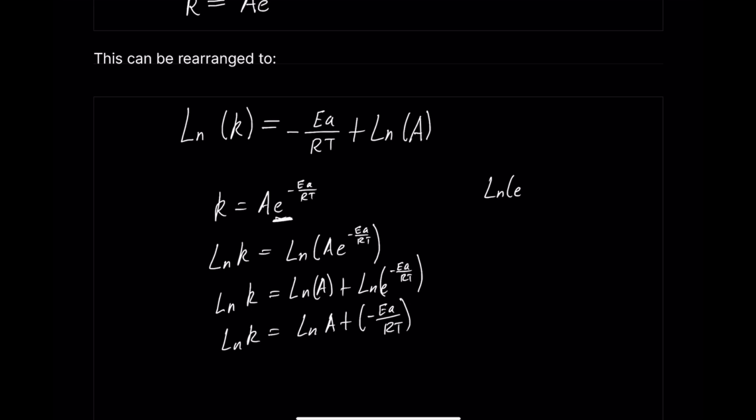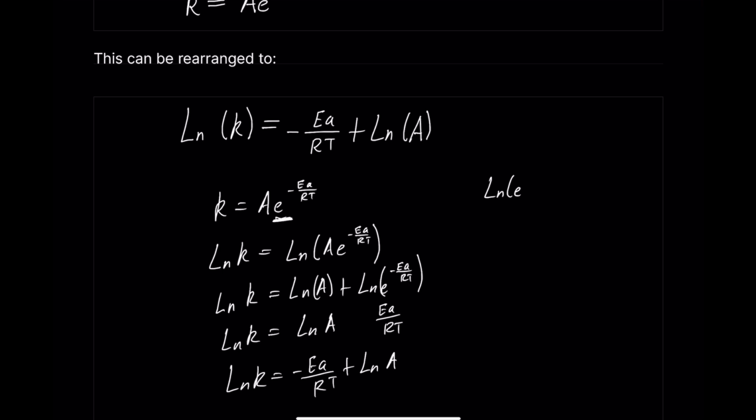So that part there, I can just put over to the other side now. ln k is equal to minus Ea over RT plus ln A. Or you could remove this here.